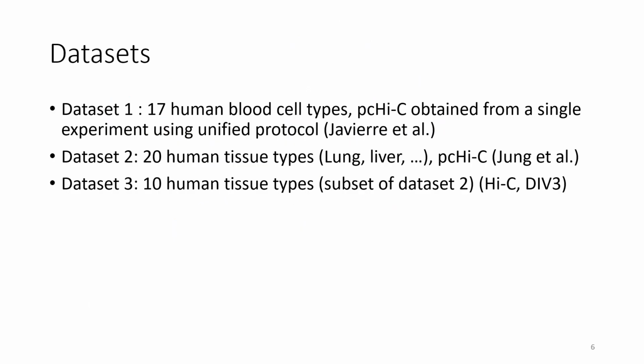Currently, we have three Hi-C datasets that we have studied. First, the promoter-captured PC Hi-C dataset of 17 blood cell types obtained from a single experiment. Second, the PC Hi-C dataset of 20 different human tissues, such as lung, aorta, and liver. Third, the Hi-C dataset of 10 human tissues, where the covered set of tissues is a subset of those that are included in dataset 2.